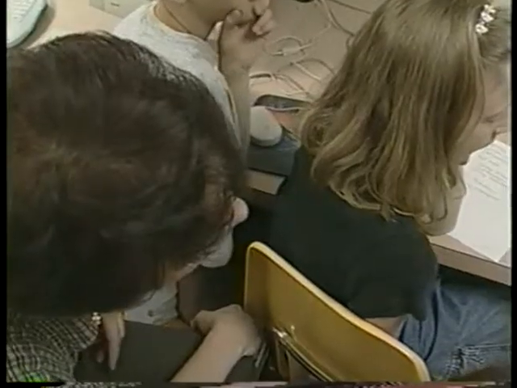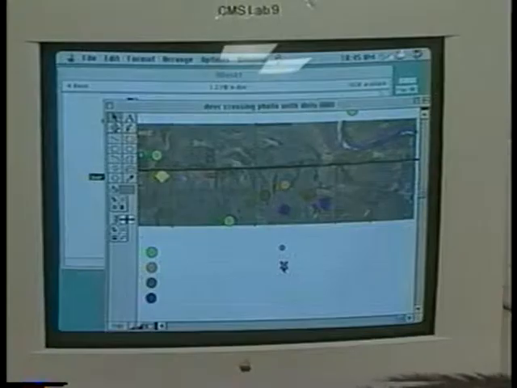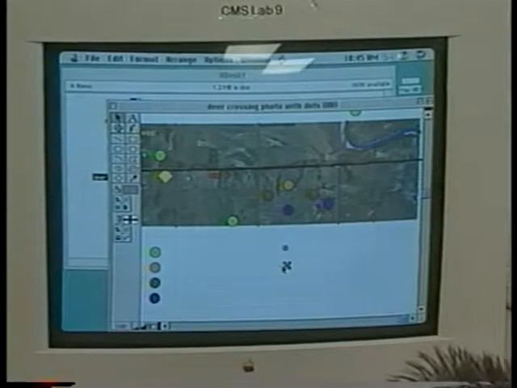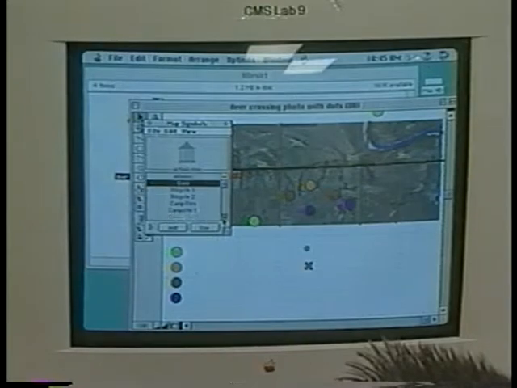Can you think of anything else that we would need to put with this map besides the map key? The direction symbol. The compass rose. We need to make a compass rose. Where do you think we could find a compass rose? Probably in the library.